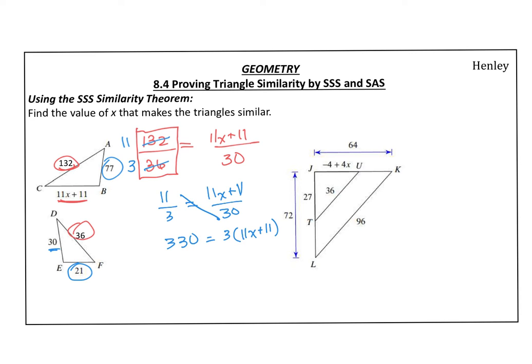Now, we can distribute that out, or we can go ahead and divide. I prefer to go ahead and divide, gets my bigger number smaller. So we're going to divide this whole thing by 3, and this by 3. This cancels, leaving me with 110 equals 11x plus 11. We're going to subtract 11.